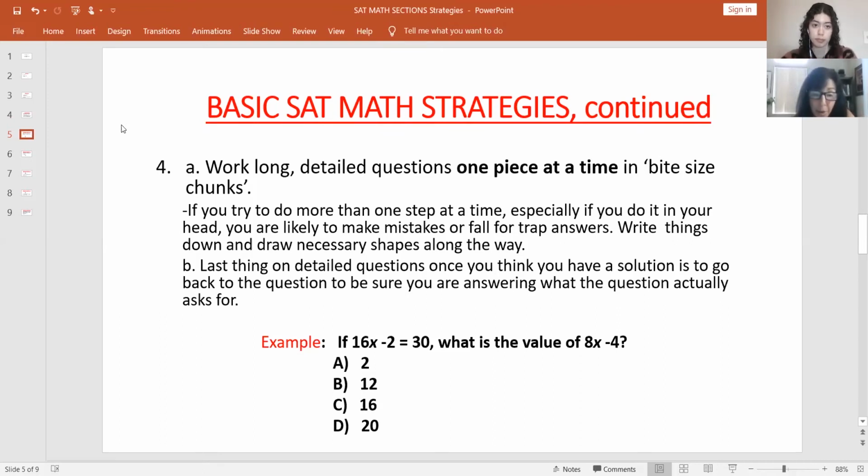And it's because they throw a little something in. Notice: if 16x minus 2 is 30, what is the value of 8x minus 4? Okay, normal situation, no time constraints. First step would be to add 2 to both sides. I'm not going to write this down, but you can write it down yourself. 16x equals 32.